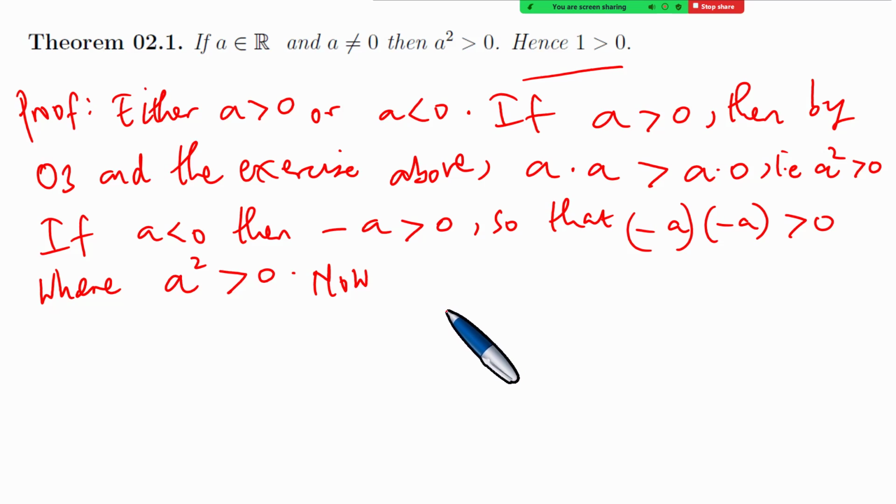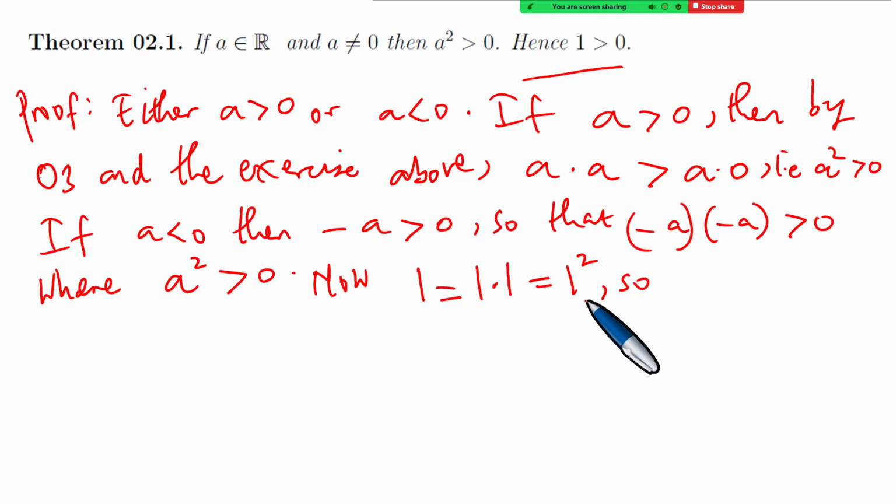Now, what exactly is all this here? It is clear that the number 1 is equal to 1 times 1, and 1 times 1 is indeed 1 squared. So if we agree that wherever there is a, we can choose a to be 1, we substitute 1 in the place of a, and therefore 1 squared is 1, so that 1 is bigger than 0.